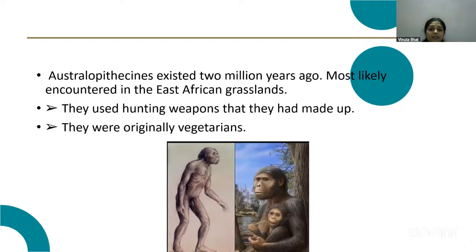Here Australopithecus used hunting weapons made of stone, and they were originally vegetarians. Okay.